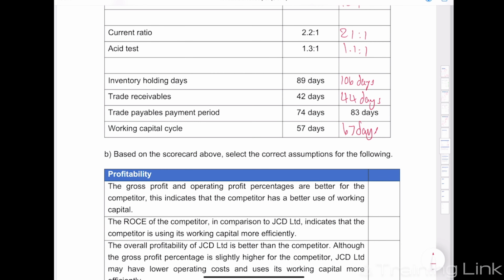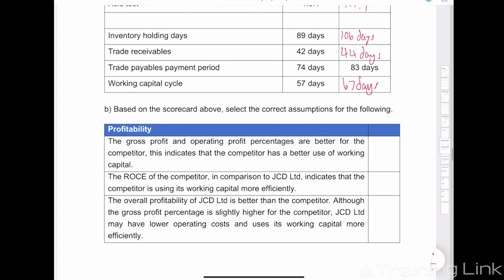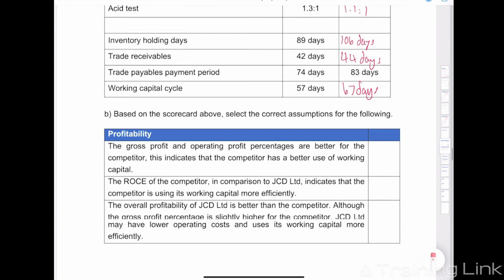So now that we've got those in, let's have a look at the following statements and decide what out of the options are true. So it says, based on the scorecard above, select the correct assumptions for the following. The gross profit and operating profit percentages are better for the competitor. This indicates that the competitor has a better use of working capital. So let's have a look.